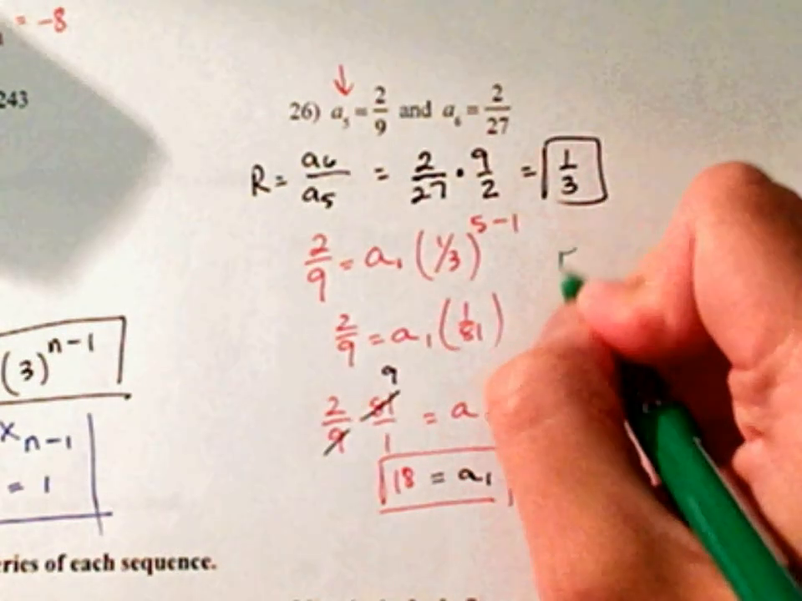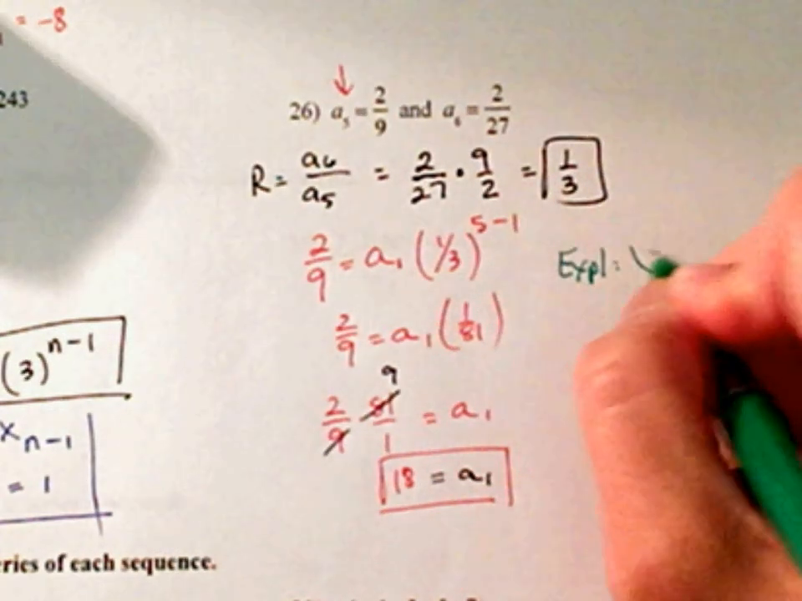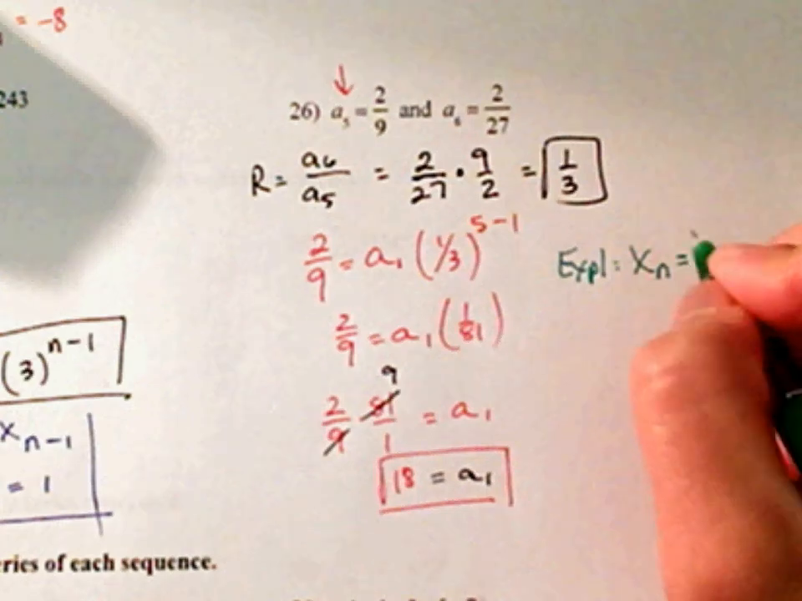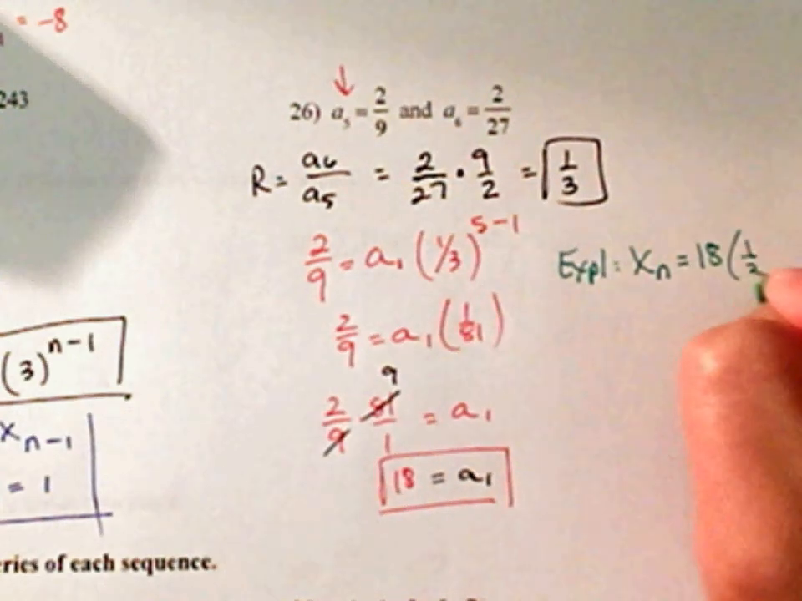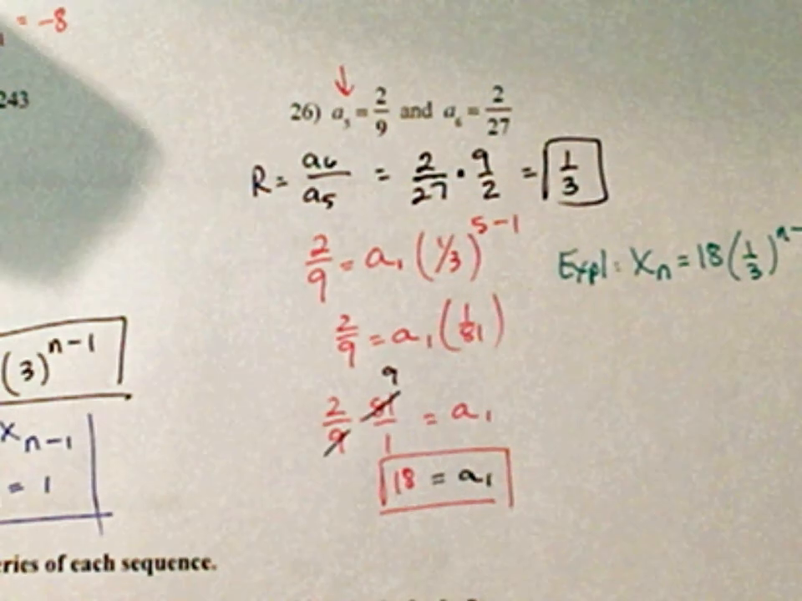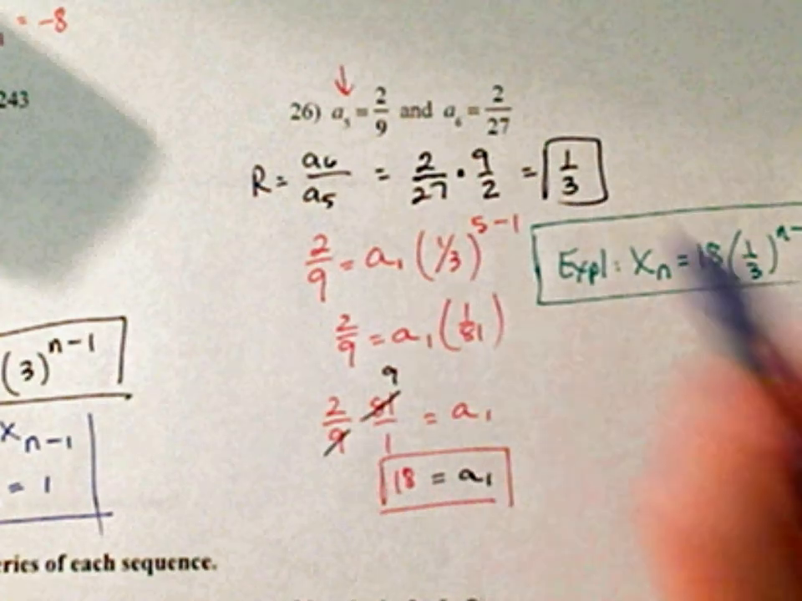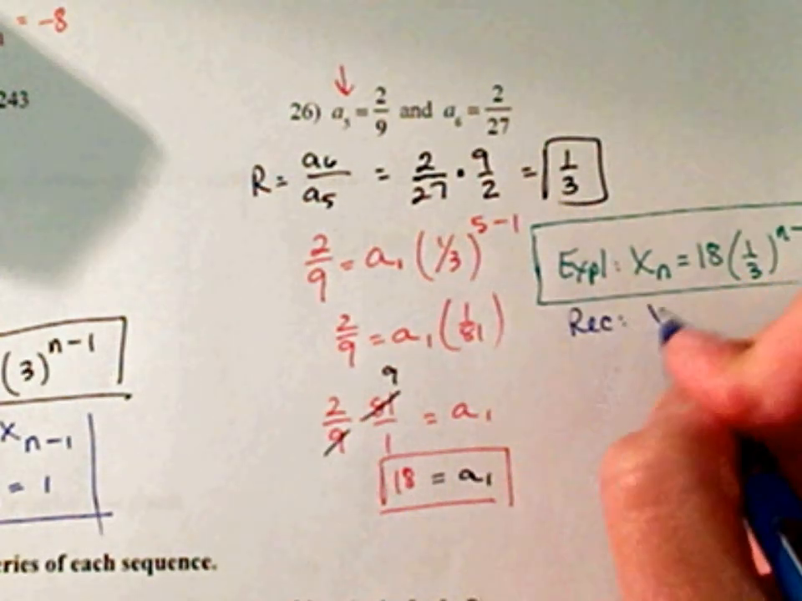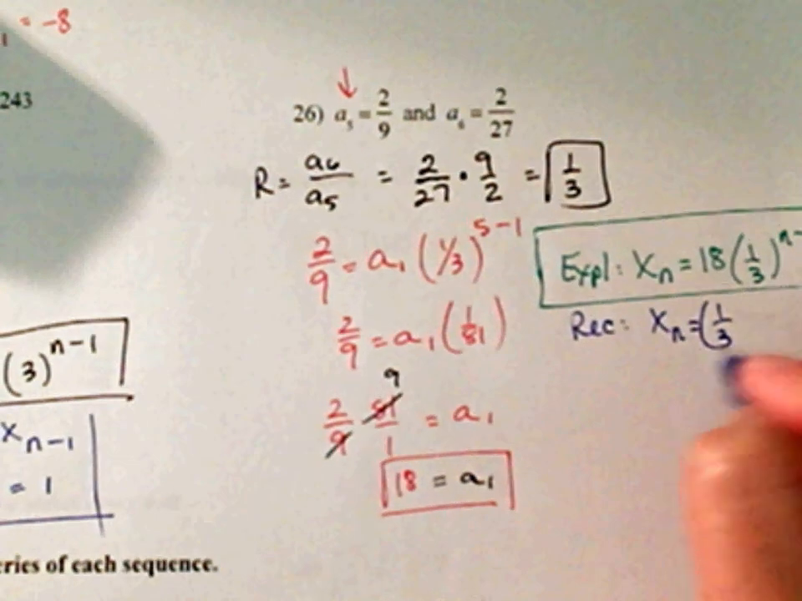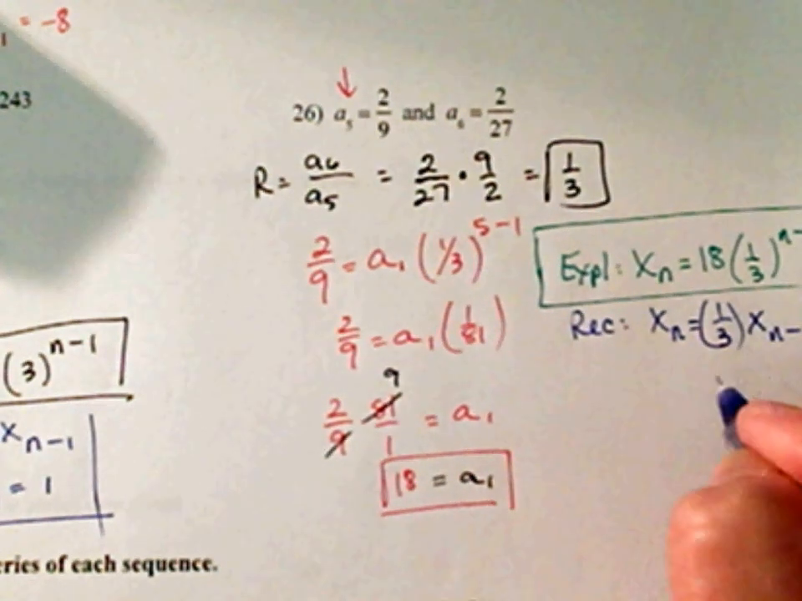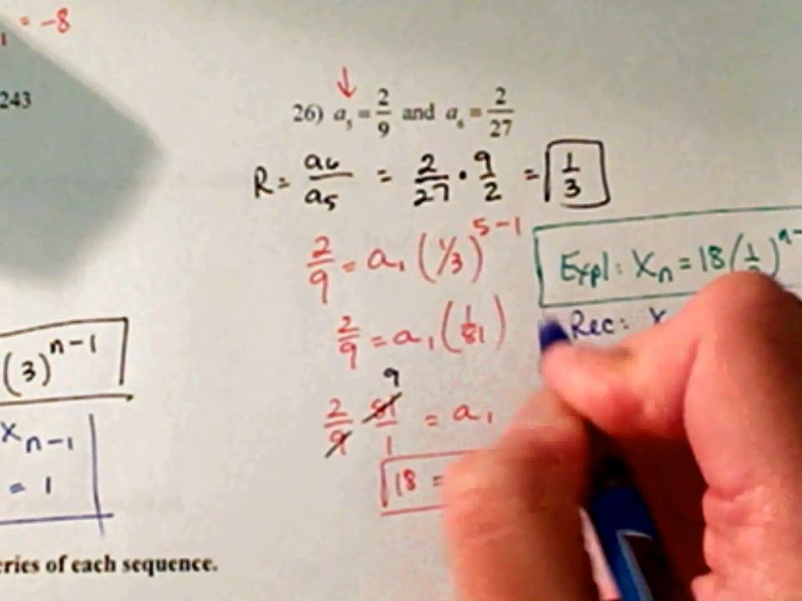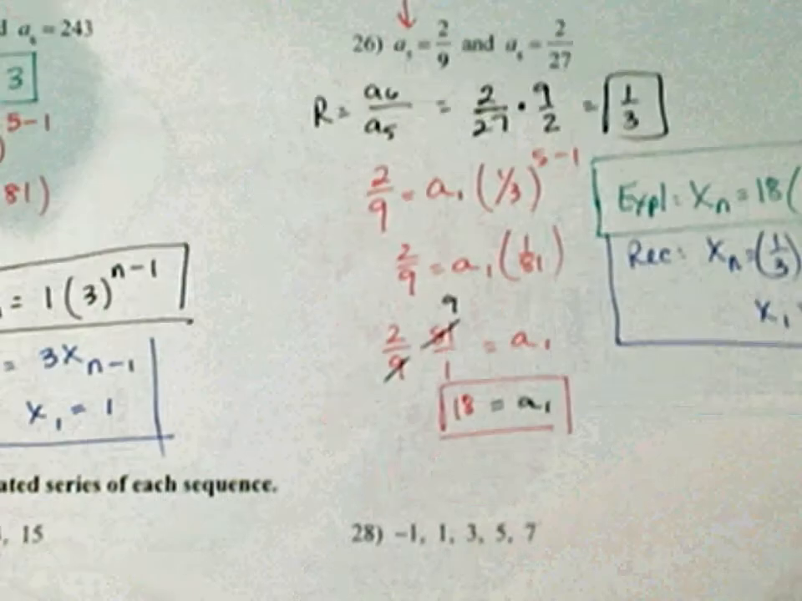Okay? Alrighty, now that you know that, you can find your explicit formula. What's your explicit? X of n equals your first term, which is 18, times your rate to the n minus 1. Your recursive comes out to be x of n is equal to your rate times x of n minus 1, where your first term is 18. And there you have 26.